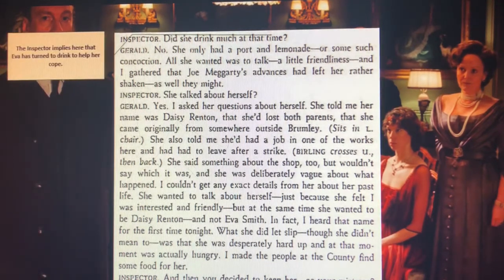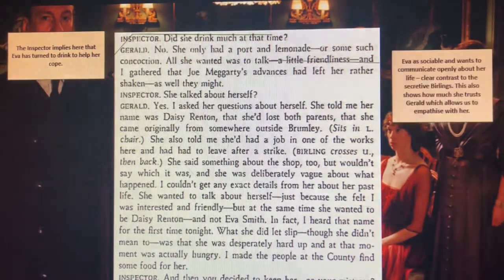The inspector implies here that Eva has turned to drink to help her cope. Did she drink much at that time? Eva is sociable and wants to communicate openly about her life. Clear contrast then to the secretive Burlings. She also shows that she trusts Gerald and allows us to empathise with her.